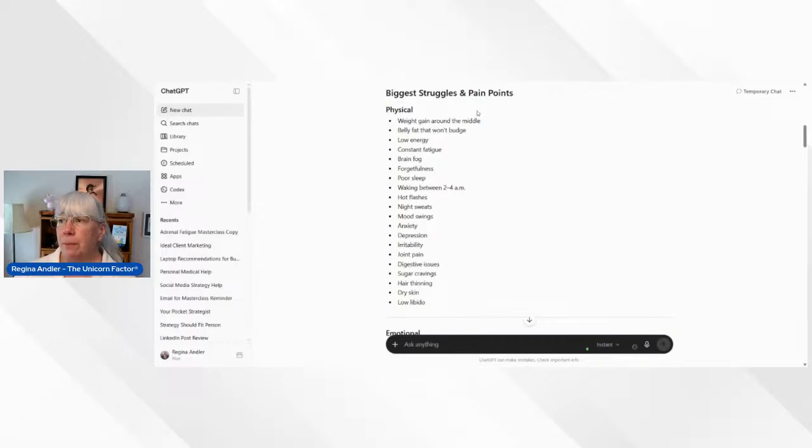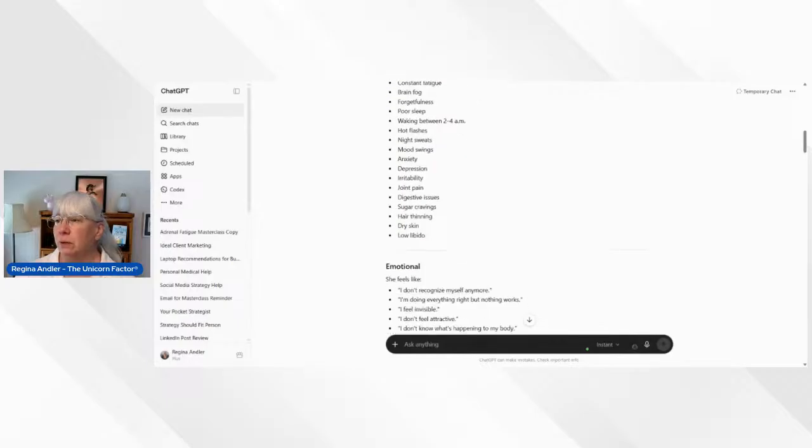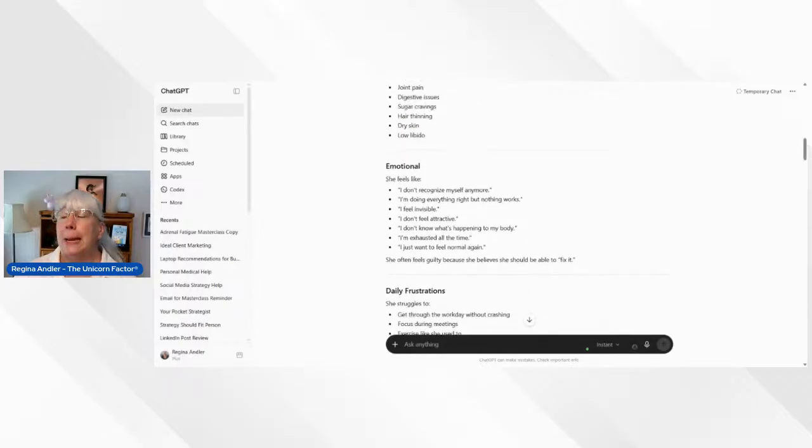Biggest struggles and pain points. Look at this. Physical: weight gain around the middle, belly fat that won't budge, low energy, constant fatigue. I'm not going to read all of these. Joint pain, digestive, emotional. Emotional is where you make your money. Emotional in your content is where people stop and go, that is me. I need to read this. That is me. She knows exactly how to help me. I need to talk to this person. I need to attend her class. I need to call her up, whatever your call to action is.